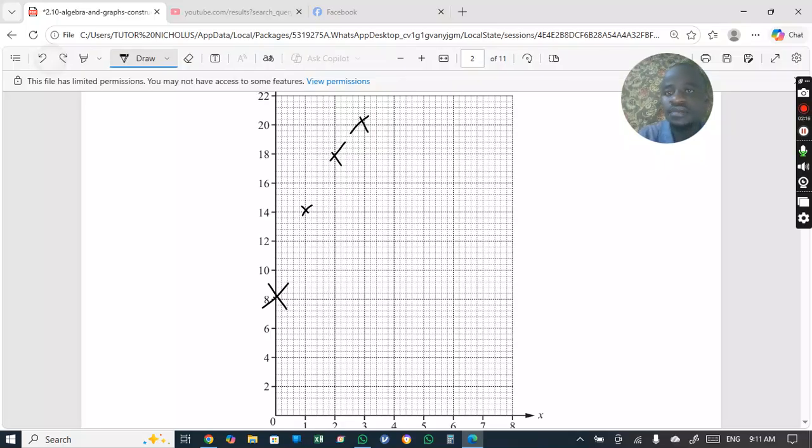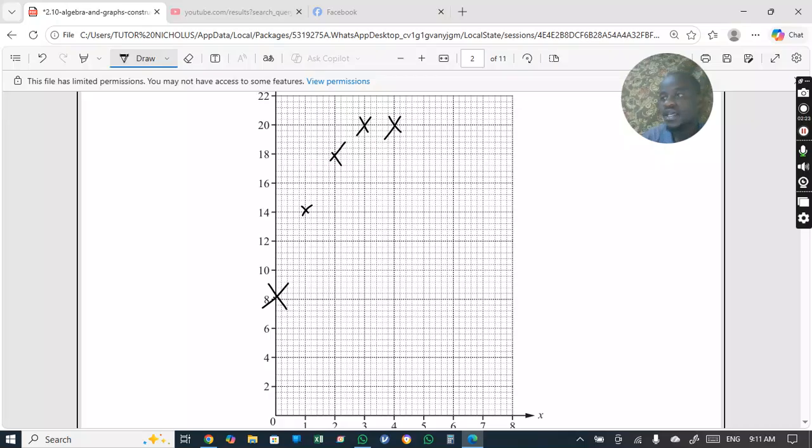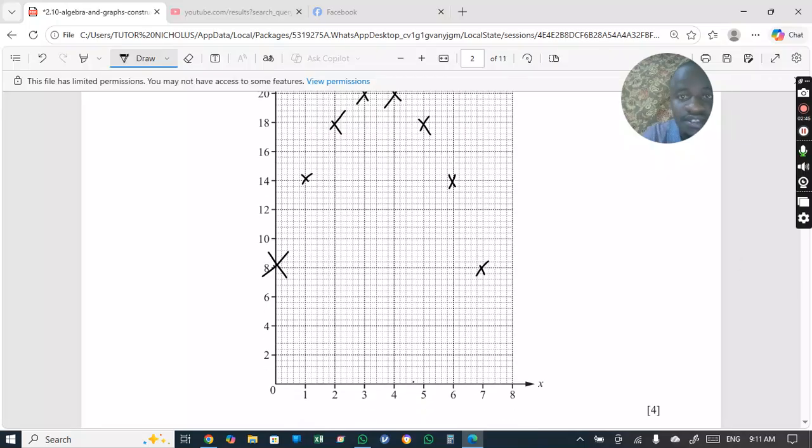At 4 we also have 20. You make it there at 20. At 5 we have 18. You make it at 18. That is there, correct. At 6 we have 14. So at 7 we have 8, correct. At 8 we have 0, so we have this one.